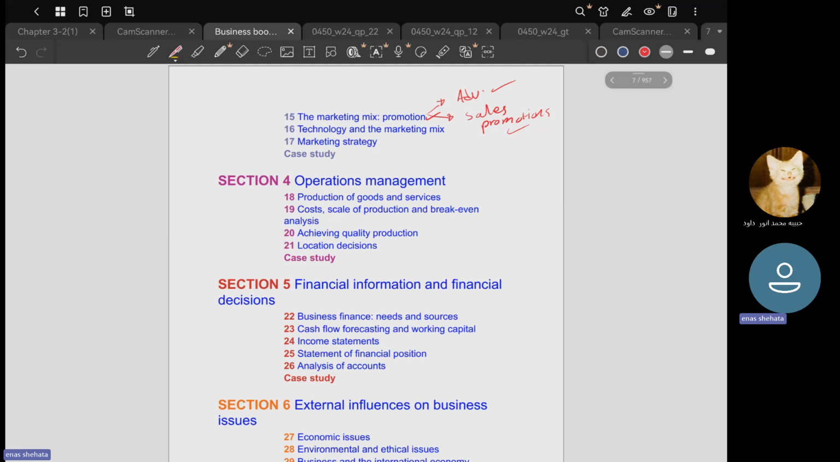Then we will go to section 5, which talks about financial information and financial decisions. It relates to money, and it's a little bit of an accounting part. The one who studied accounting will find it very easy because it's a brief thing, a small part of accounting.